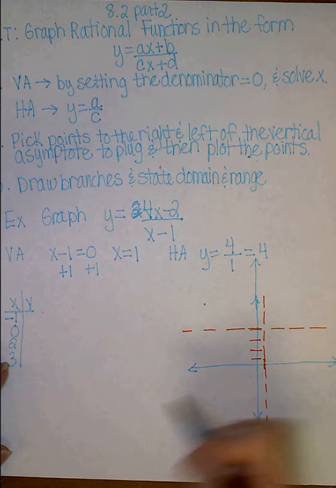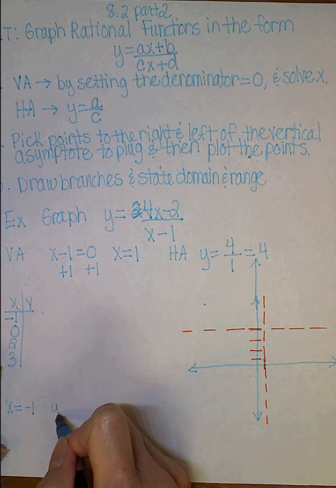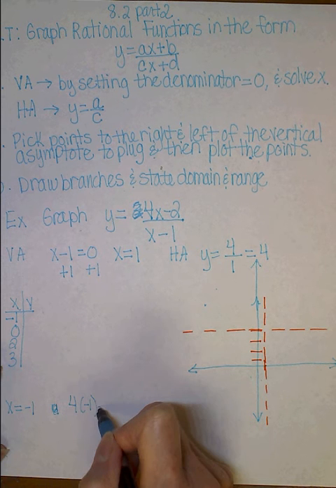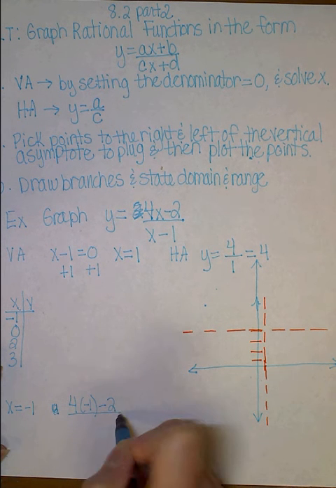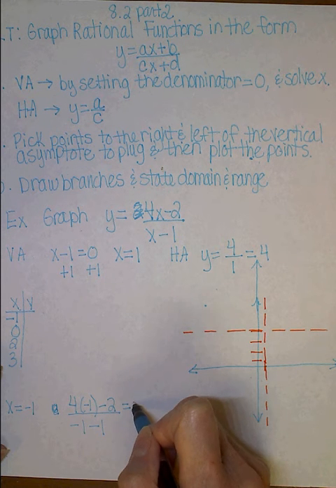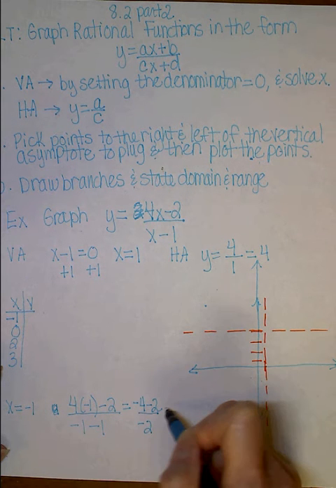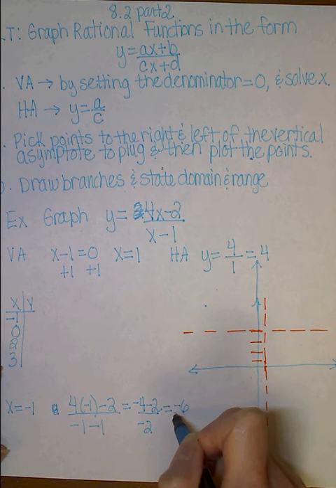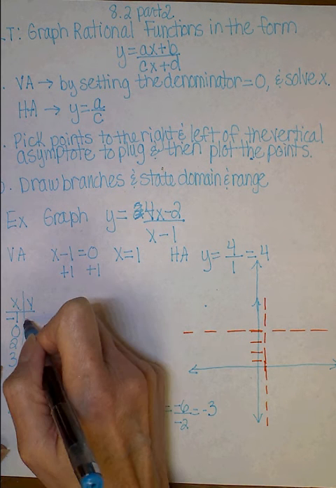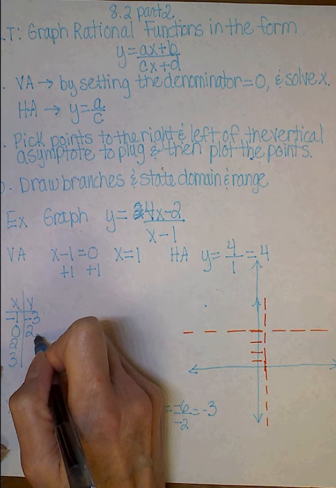Again, you're always plugging in for x. So if I plug in -1, I would get 4 times -1 minus 2, over -1 minus 1. So that'd be -4 minus 2 over -2. -6 over -2 will give me 3. So remember, you're always plugging in for the x value. And I'm going to fill in the rest of this.